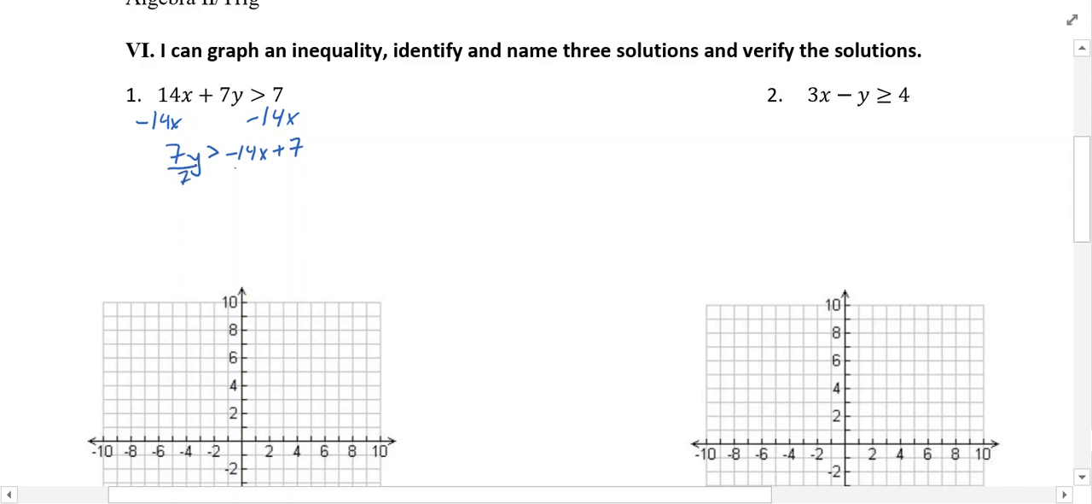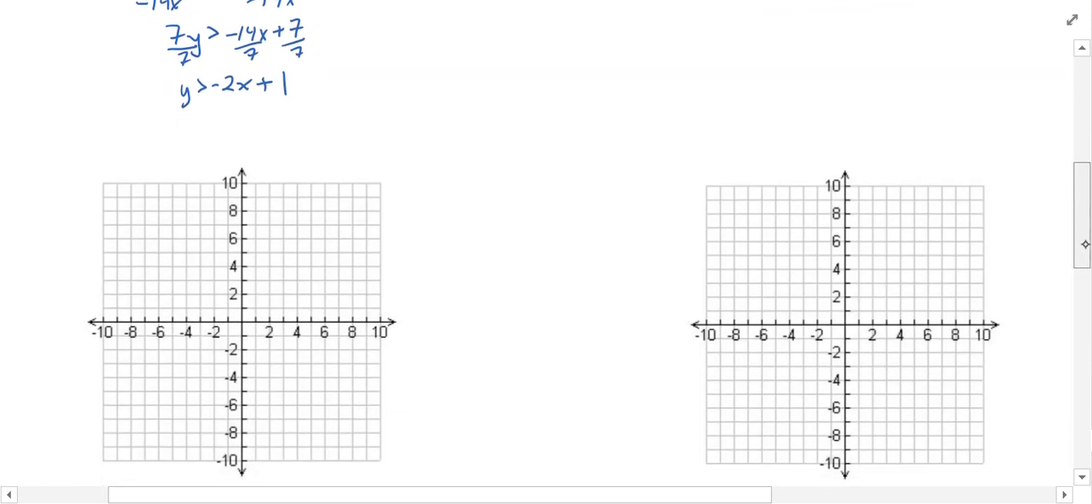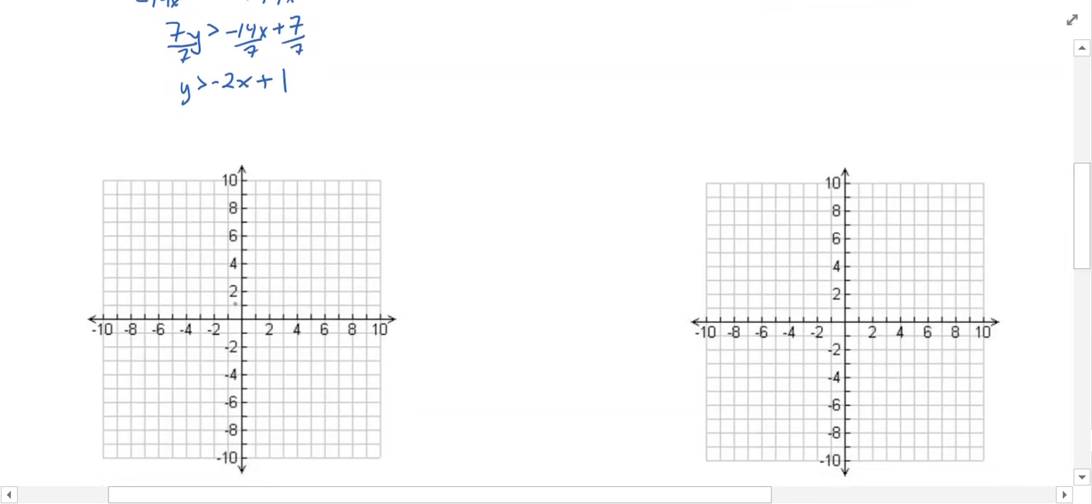Then I'm going to divide everything by 7. And I'm going to get y is greater than negative 2x plus 1. So now that I have y is greater than negative 2x plus 1, I can go ahead and graph this. So let me move my graph down a little bit. So I'm going to start at 1 on the y-axis. The slope is negative 2 over 1.